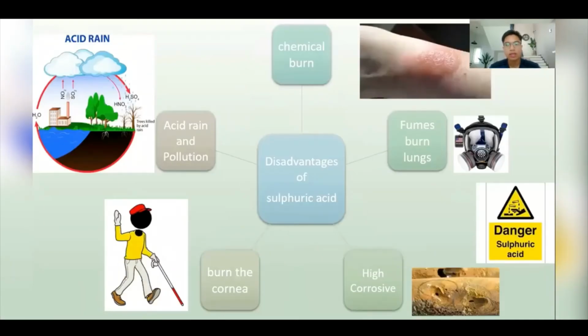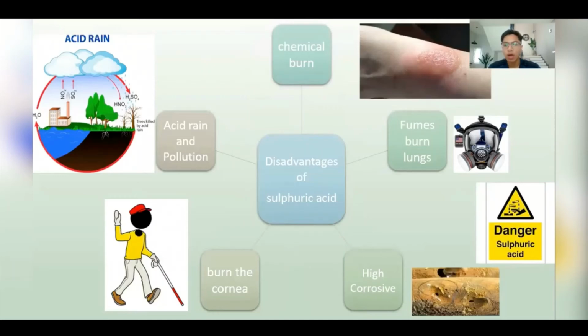Finally, the disadvantages of sulfuric acid. It can produce chemical burns, which occur when sulfuric acid is in contact with our skin. It can produce a secondary burn, as you can see in the slide. It is highly dangerous for us, so please handle it with care.